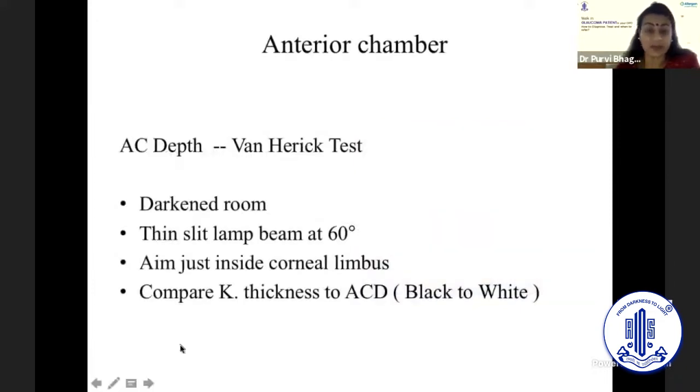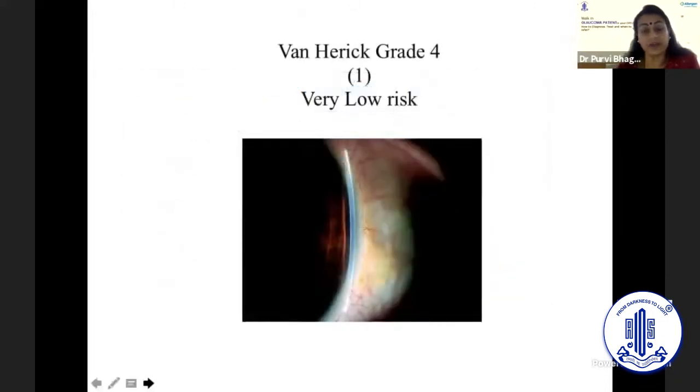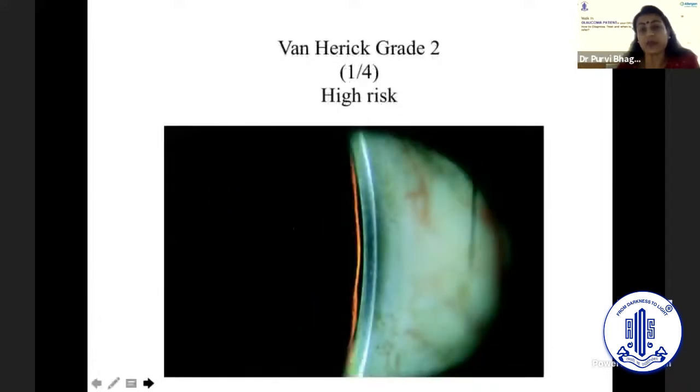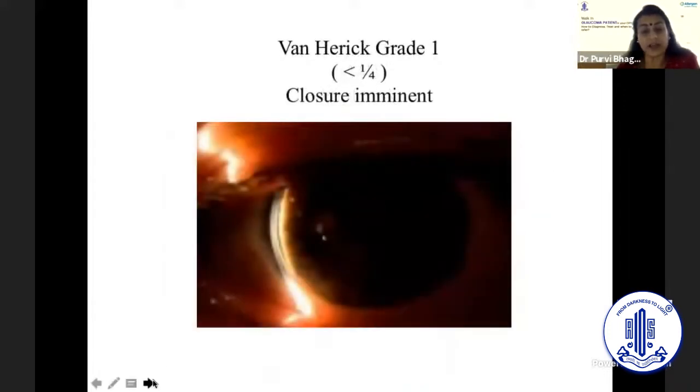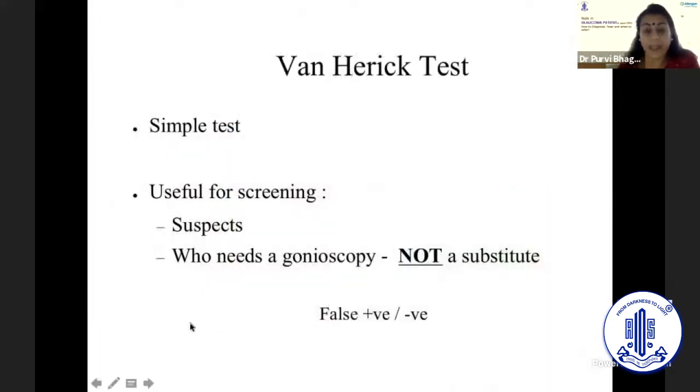In the anterior chamber, of course, the Van Herick is very, very important. I'll not go into the details. We all know what are its gradings. So it could be a grade 4 where there is a very low risk of angle closure, or just half the thickness where there is a low risk of closure. But you can have a slit-like Van Herick also, or a totally shallow to flat anterior chamber, where you definitely need to investigate this patient with gonioscopy and see what is the status of the angles.